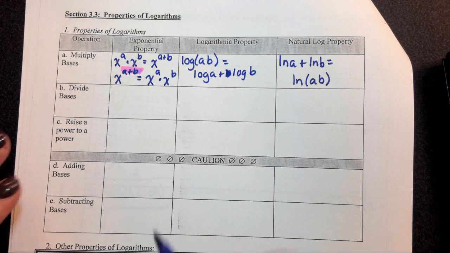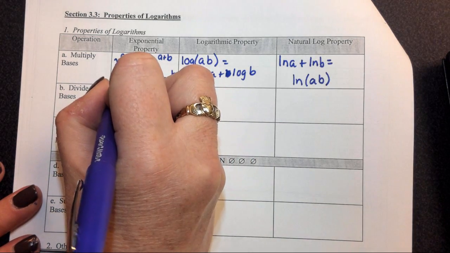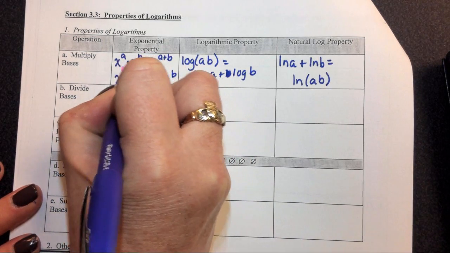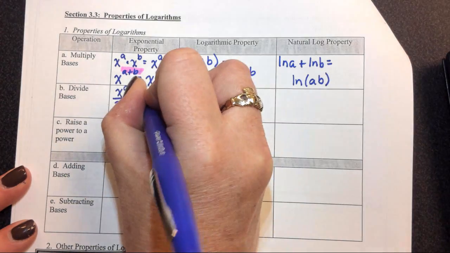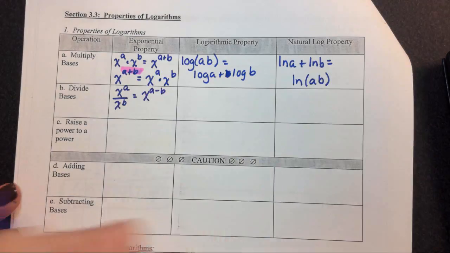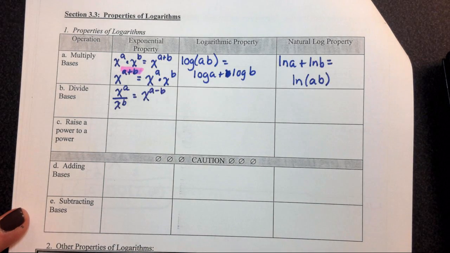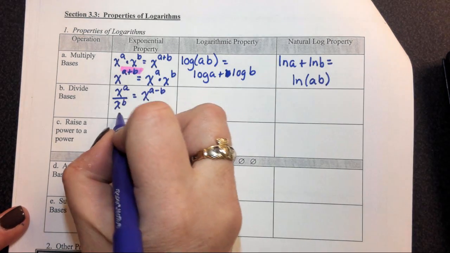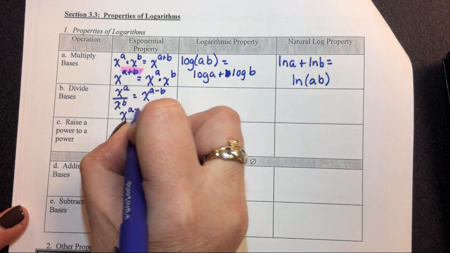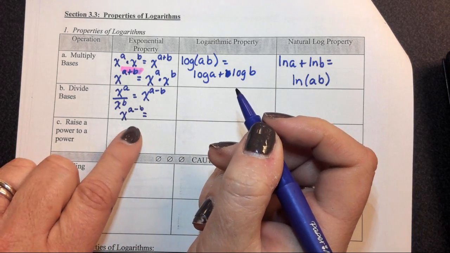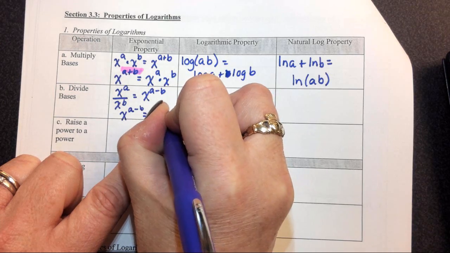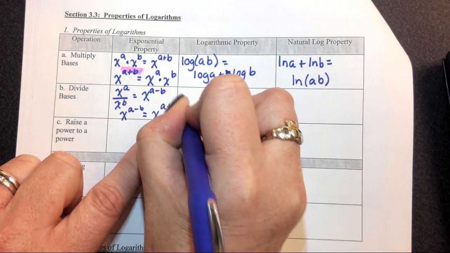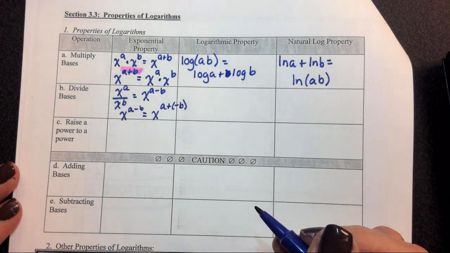Dividing. So going back to your exponent properties, what happens when you divide like bases? You subtract them. So now looking at your exponential properties, going backwards, do you agree with me that if you see a minus b in the exponent, you could also write this as x raised to the a plus negative b? Would you agree with me that they are equivalent?